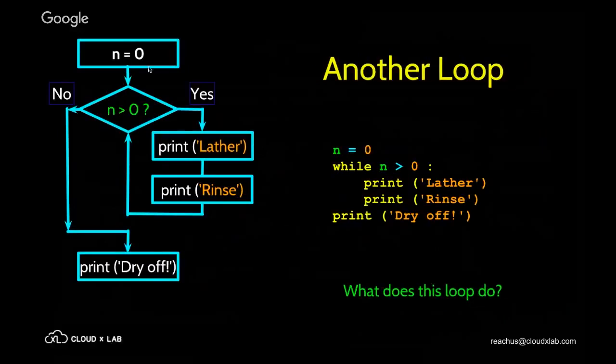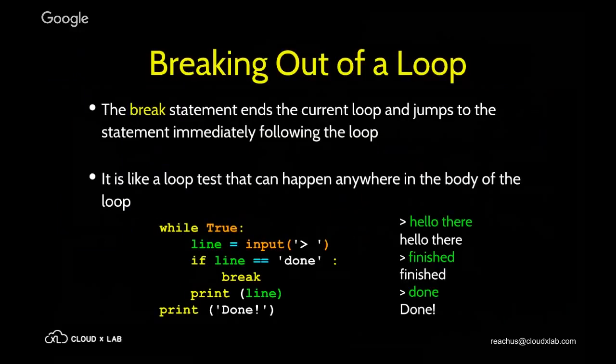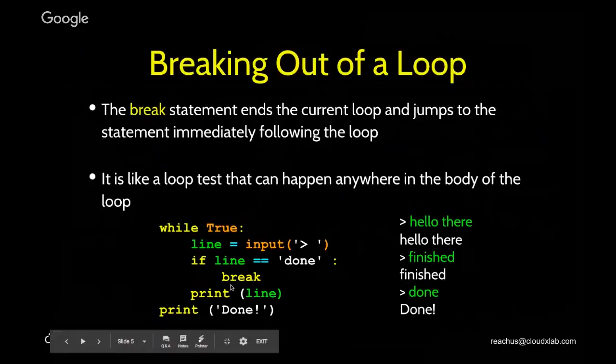Now, here's another loop. The initial value is 0, so what would happen? Is this an infinite loop, yes or no? There is no break condition in this, but it won't enter the loop at all. Sometimes you want an infinite loop to break under some circumstance. You can break out of the loop using the break statement. The break statement ends the current loop and jumps to the statement immediately following the loop. As soon as you say break, the immediate while will end.